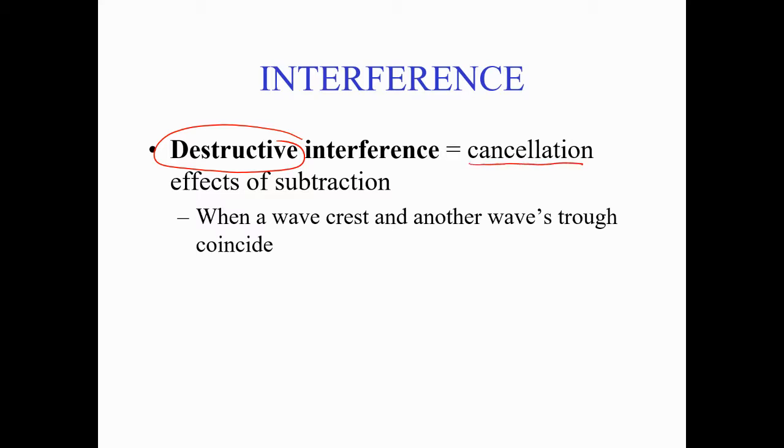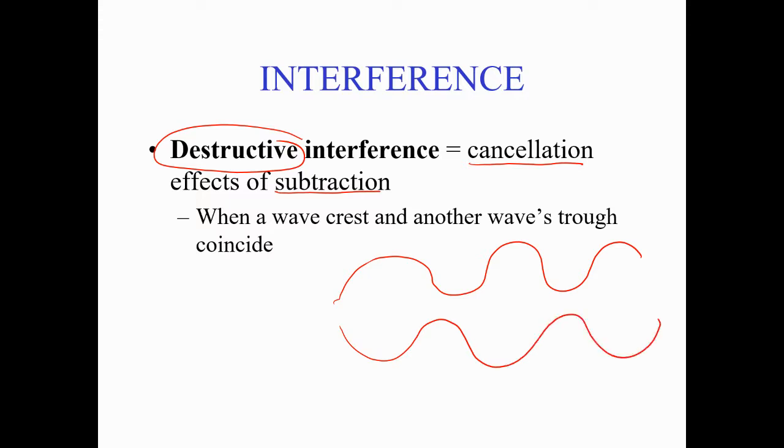This is a cancellation effect, right? It means we take away. So when the wave crest of one wave works with the trough of another wave, in other words, if this is your high point and another wave is coming by and this is the low point, one subtracts from the other and you end up with essentially a flatter water surface.